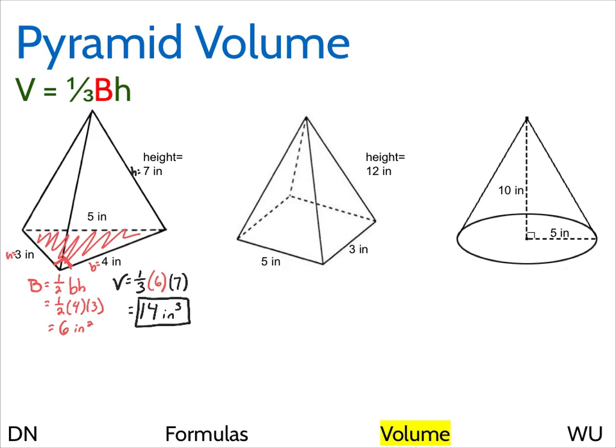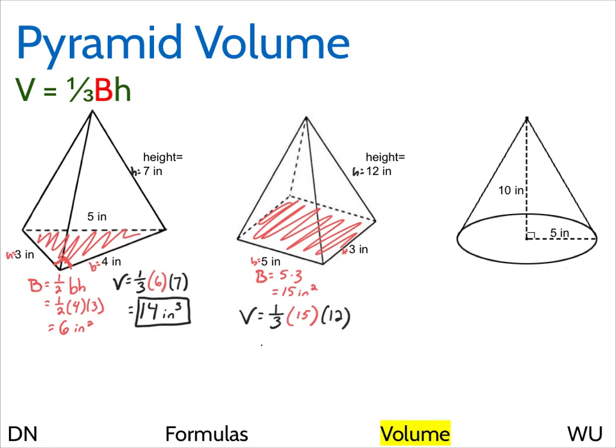All right, for this rectangular pyramid, we have a base that is a rectangle, and the base and the height are 5 and 3. So to find the area of that, you just do 5 times 3, which is 15 square inches. Now, to find the volume of that, same process. 1/3 times that original 15 times the height, which is 12. And multiplying that out, we get that the volume of this pyramid is 60 cubic inches.